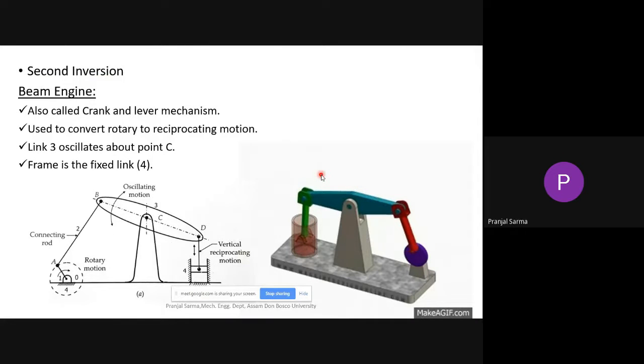Now there is another inversion, an interesting inversion, the application of which you can see in beam engines. So the second inversion of which particular chain? Which kinematic chain? We are talking about the second inversion, but second inversion of which kinematic chain?